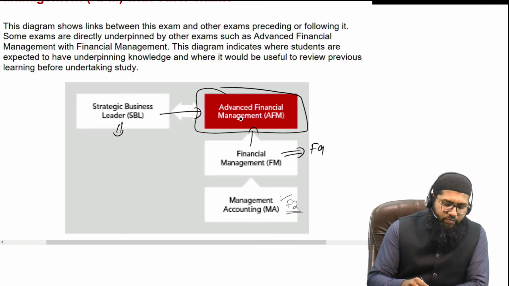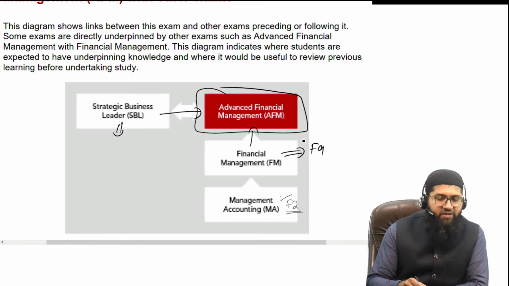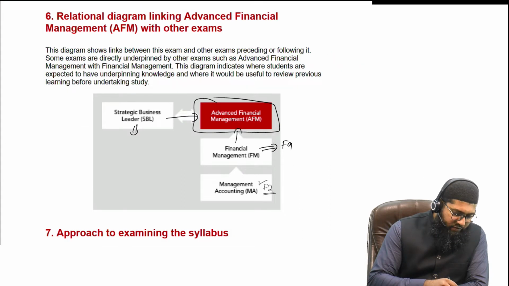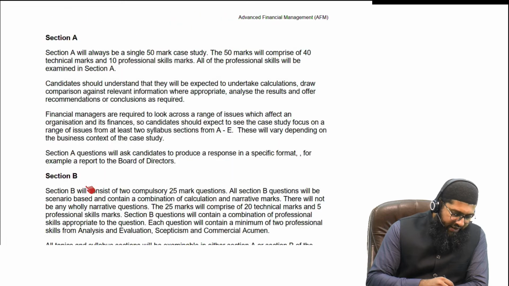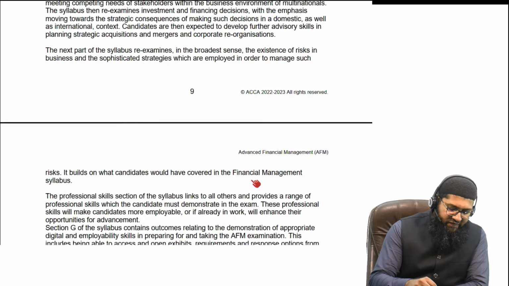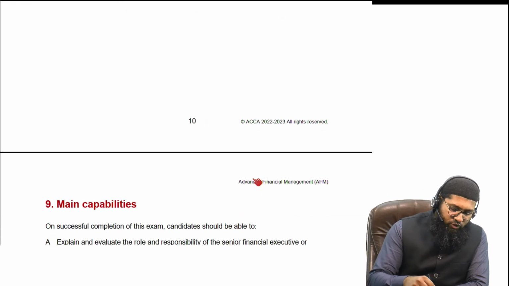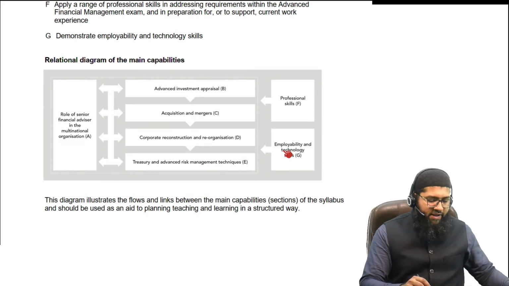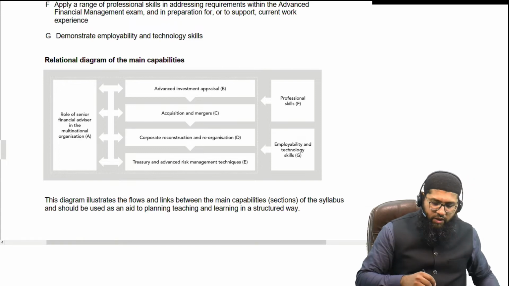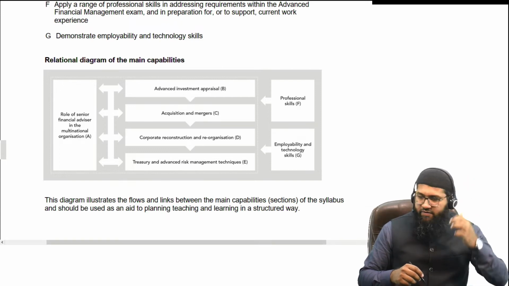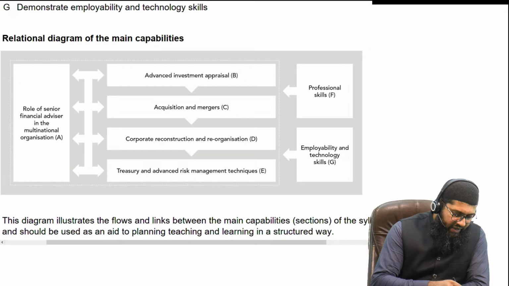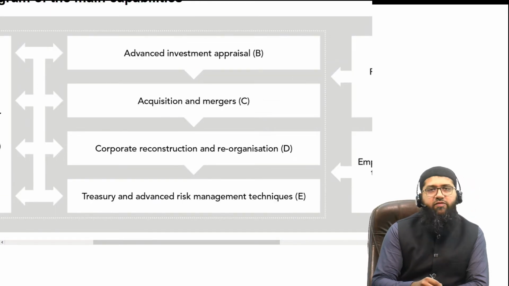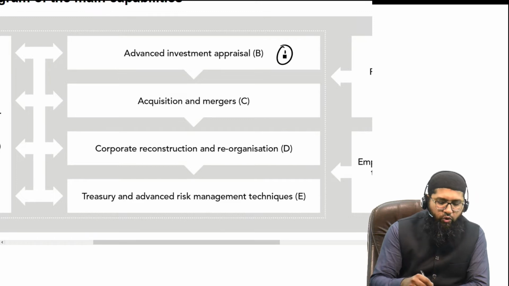For you to be able to understand this relationship, I would like to take you through the core areas of the syllabus of this AFM, because once I take you through the core areas, it would make it much easier for you to understand. If you look at this specific syllabus of the AFM, there are four core areas of the syllabus. What are those four core areas?